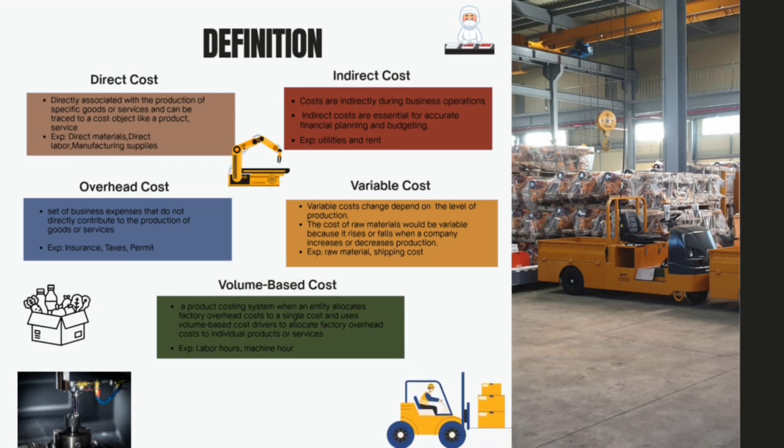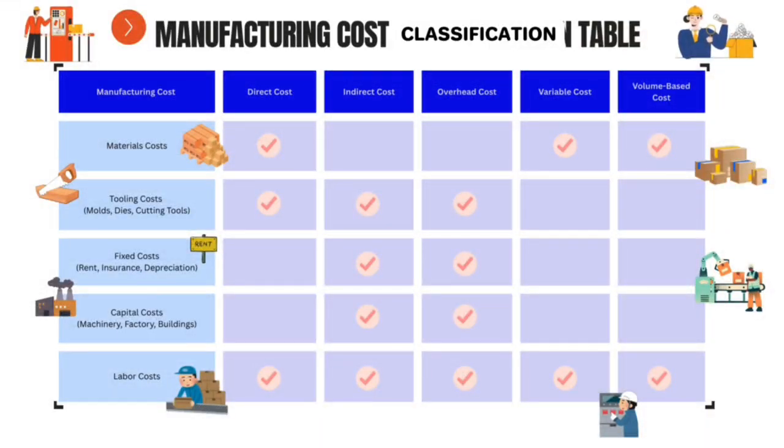Volume-based cost: a product costing system where an entity allocates factory overhead costs to a single cost pool and uses volume-based cost drivers to allocate factory overhead costs to individual products or services. Examples: labor hours, machine hours. Next, let's look at our manufacturing cost classification table.